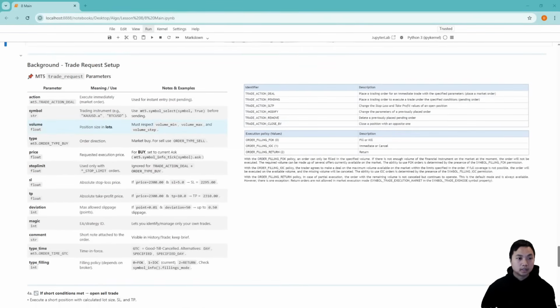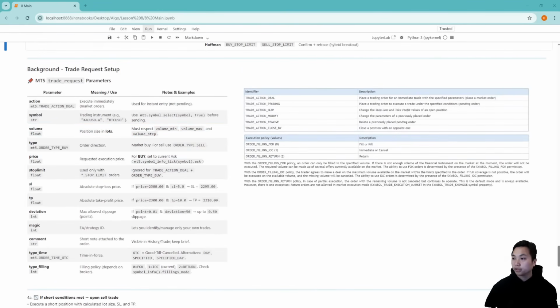The second key piece of information is the trade request setup that works with the MT5. This is what is actually sent to the MT5 and our broker. The main parameters that we need are all here. That includes the action, that is, whether we are dealing, executing the market order immediately, or using a pending order. So this is an action that we need to define. That is the first parameter.